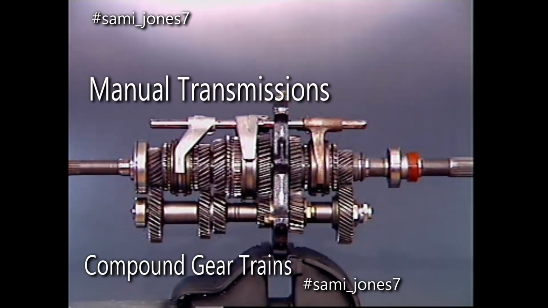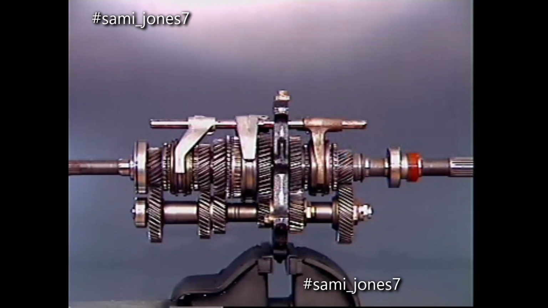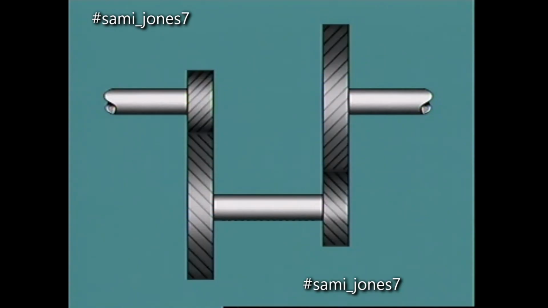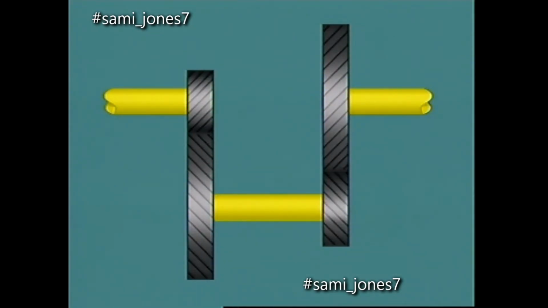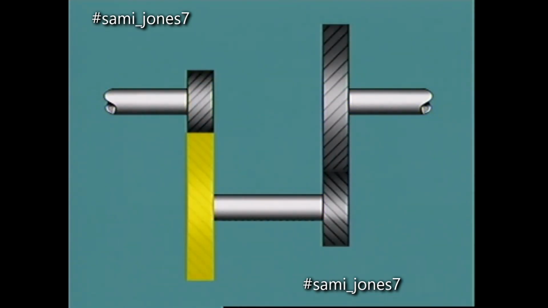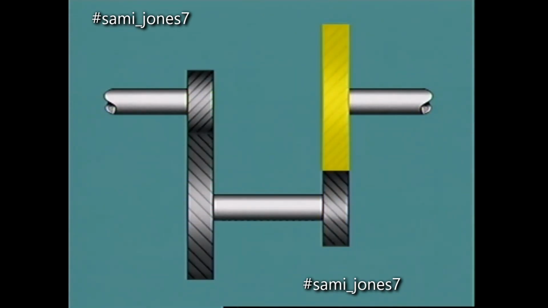Compound gear trains have 2 or more pairs of gears in mesh so that they rotate together. This compound gear train has gears on 3 shafts. The gear on the input shaft meshes with a larger gear on a countershaft or cluster gear. The countershaft has a smaller gear formed on it, in mesh with the output shaft gear.